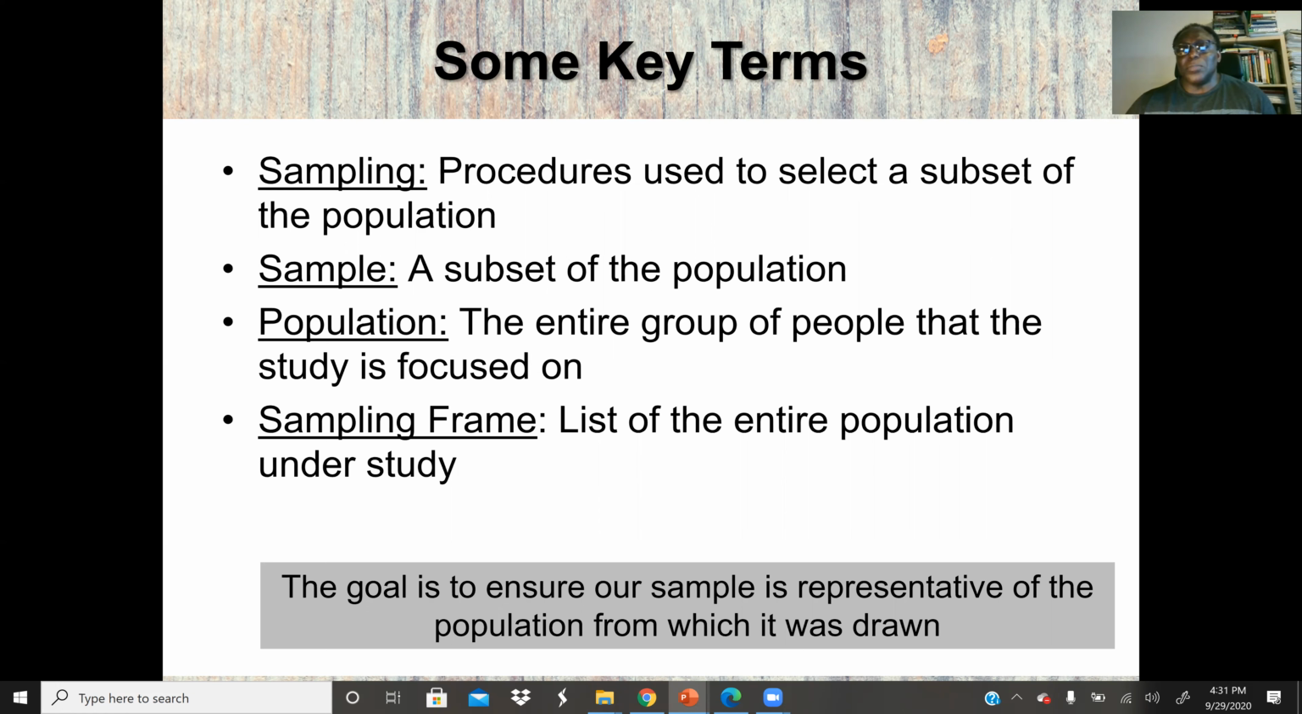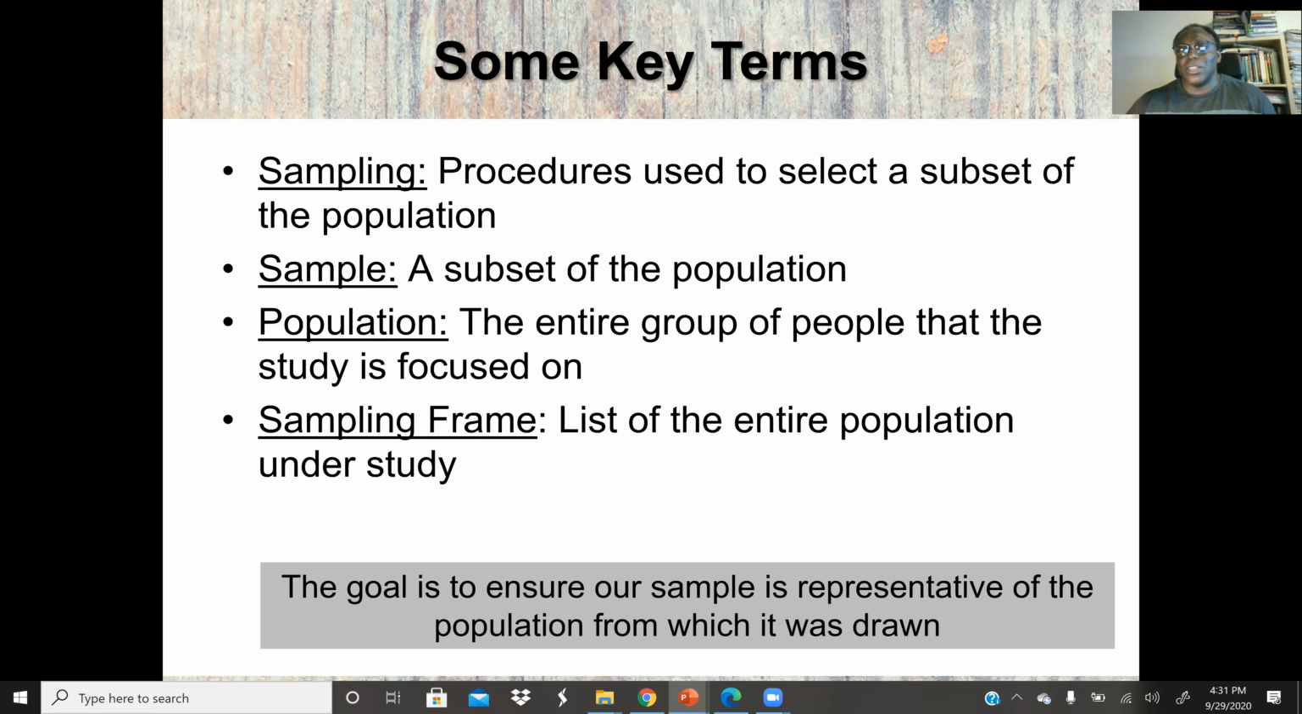So sampling again is a process of collecting a subset of data from a population. Also, a sample is the subset of the population. So we may have a sample of 100 out of 1,000. Population is 1,000, the sample is 100, so that's a subset of the population. And the population means the entire group of people that the studies focus on.